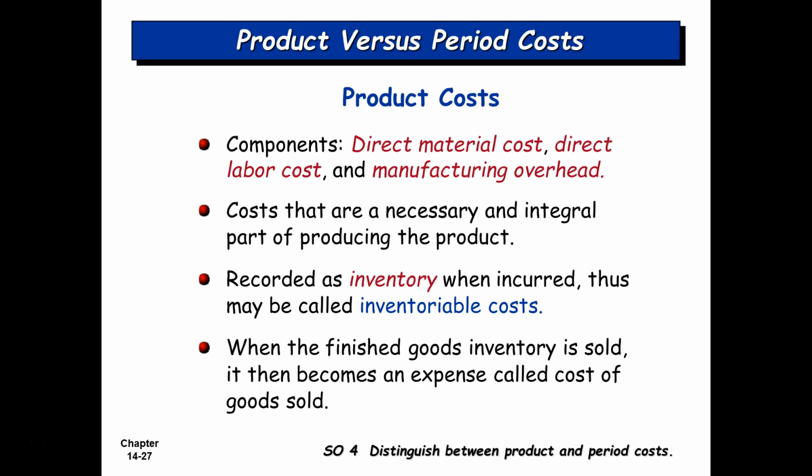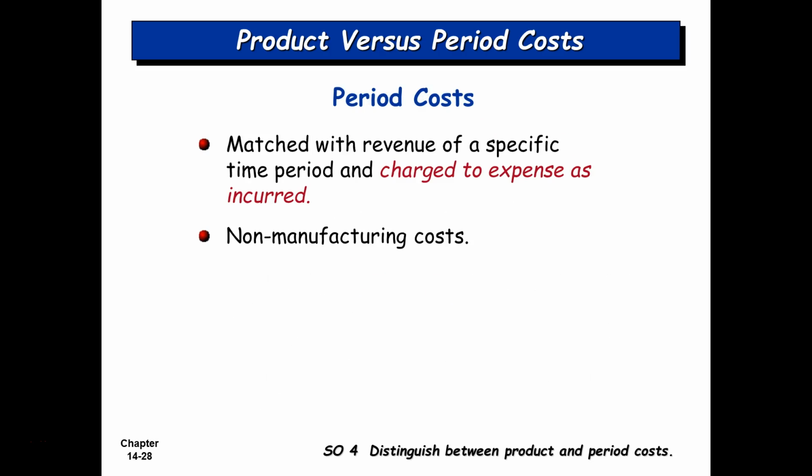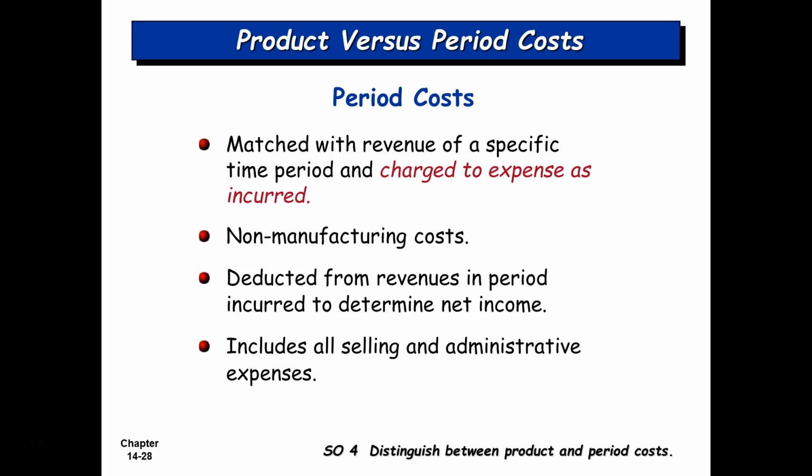And when we eventually sell this product, it's going to turn into a period cost at a certain point. What's going to eventually end up happening is, we're going to sell this product, and when we sell the product, of course, we will debit our accounts receivable, credit our sales revenue, debit cost of goods sold, and credit the inventory.